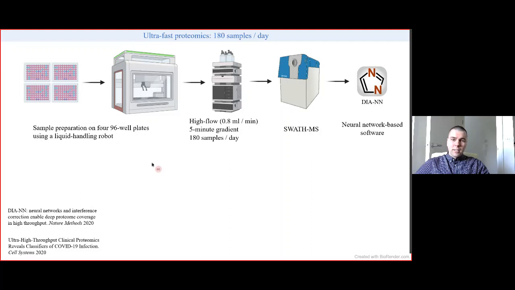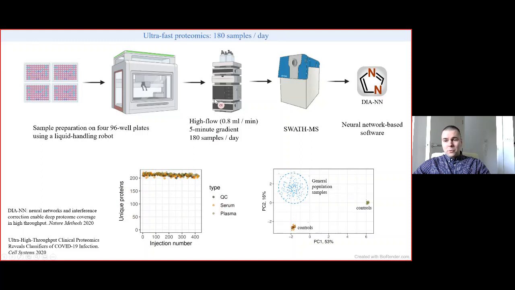When we look specifically at the performance of the workflow on plasma and serum samples, we get just over 200 unique proteins identified in a single run. This corresponds to roughly 260, 270 different protein groups. Of course, this is lower proteomic depth than if you compare it to much slower workflows, but the whole thing is highly optimized for quantitative precision. For example, in quality control samples, repeat injections, we're getting median protein CV values of just over 5%. And if we look at the PCA plot, we see that sample preparation controls cluster very tightly together, which is indicative of the fact that the technical variation they represent is basically negligible in comparison to the biological variation which we want to study.